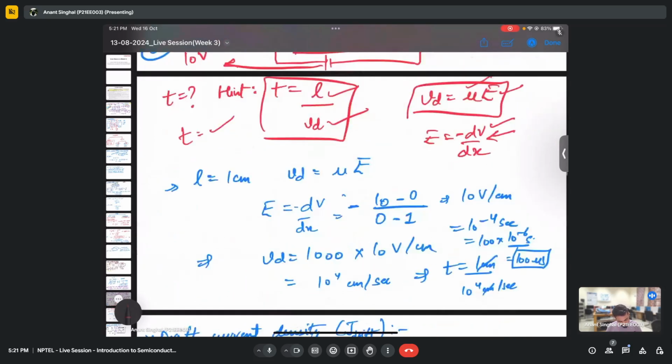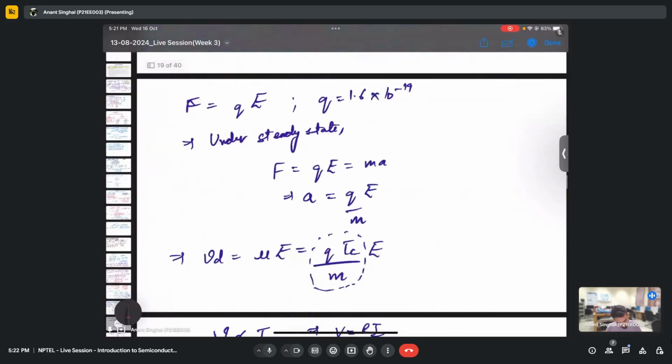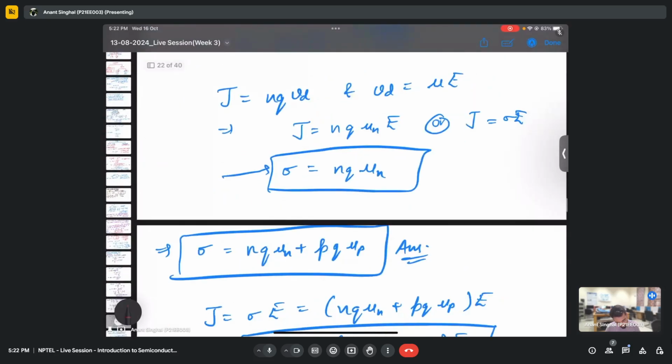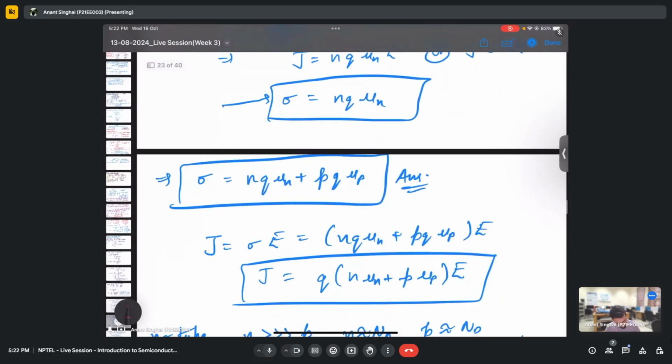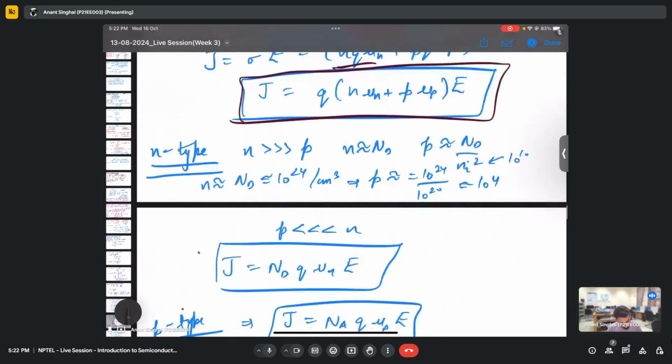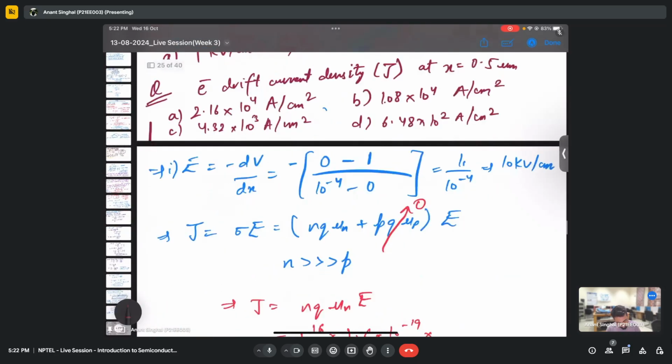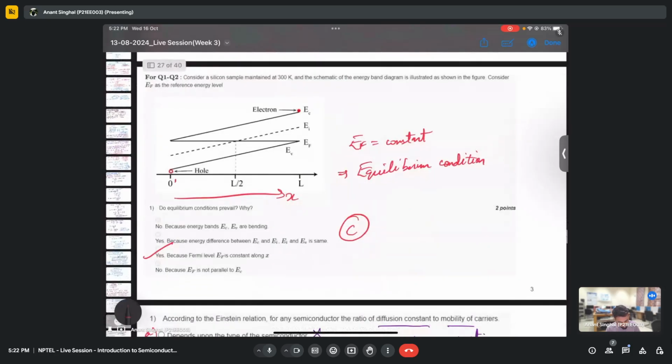From this we derived all of that, and this is the formula that I was saying, like from the above, that the current density is nothing but nqμn if it is an n-type semiconductor. So I wrote for that, and this is how we calculated the current density part, and we did certain numericals because of that.